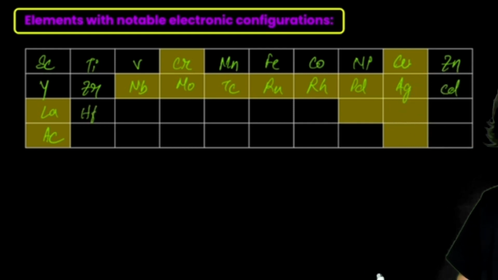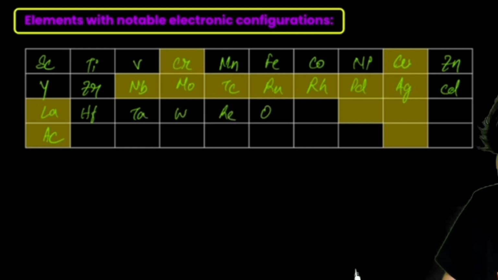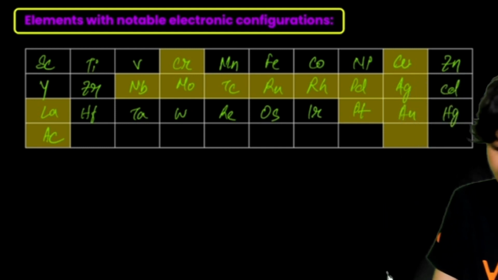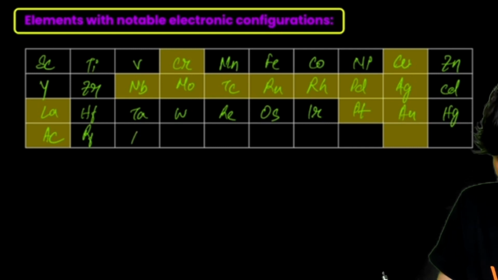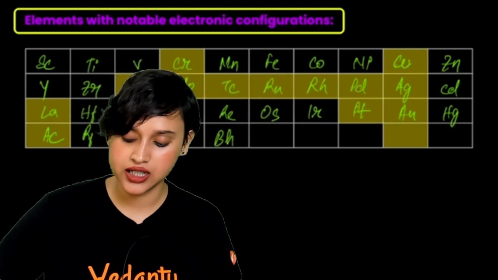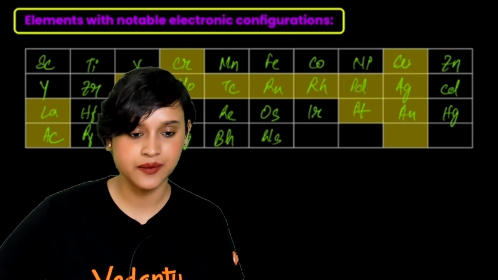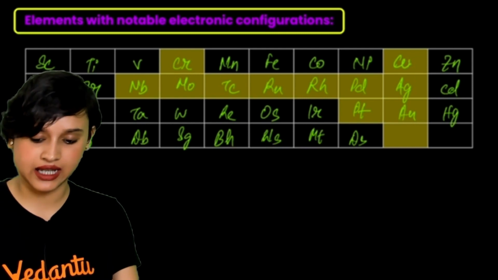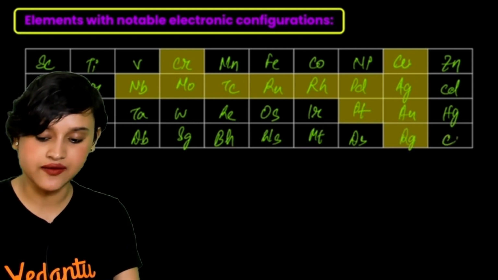Then what do you have here? You have hafnium, tantalum, tungsten, rhenium, osmium, iridium, platinum, gold, and finally mercury here. And then here we have Rf, then Db, then Sg, then what do we have? We have bohrium, Bh, then Hs, then Mt, then Ds, then Rg, and finally Cn.